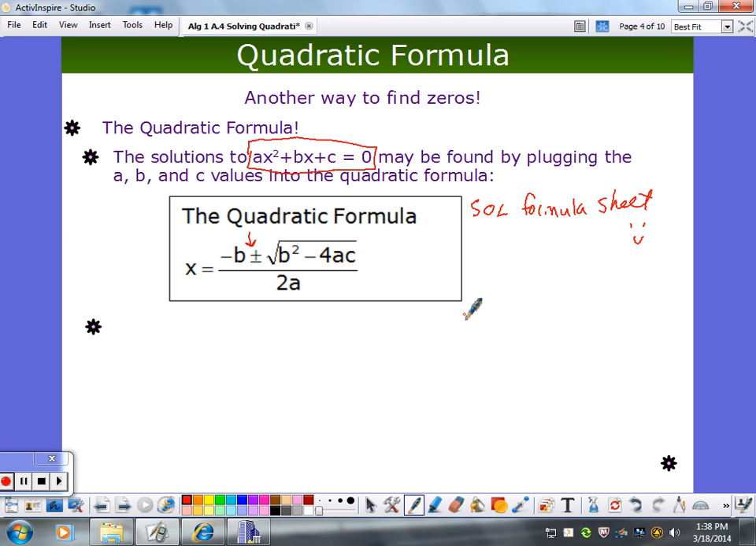Negative b plus or minus square root of b squared minus 4ac, b squared minus 4ac, all over 2a, all over 2a.